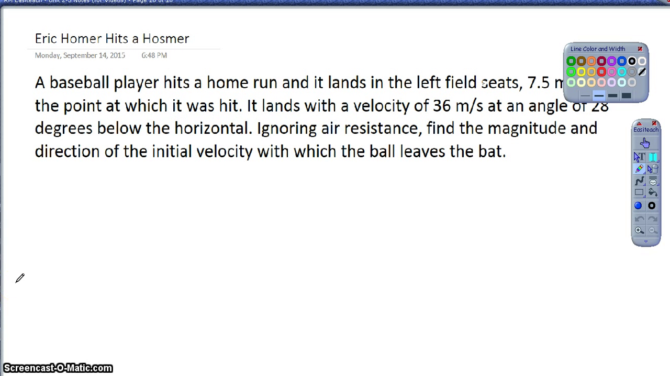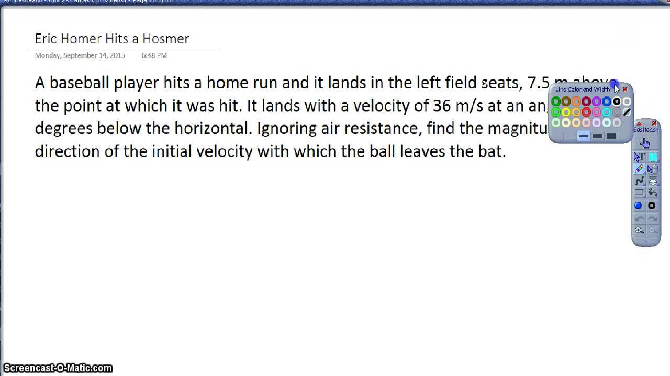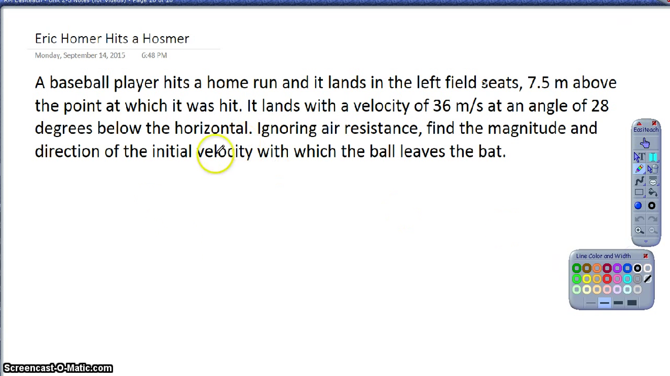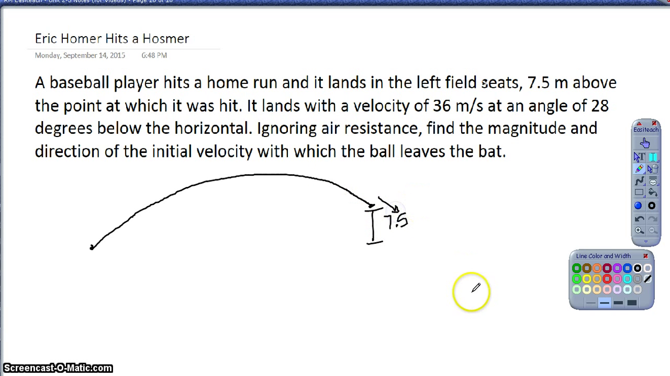The last example then in these notes, actually not too bad, so I would encourage you guys to try and work through this. You've actually seen this before if you've taken the Physics 1 curriculum as well. So anyway, a baseball player hits a home run and it lands in a seat 7.5 meters above the point at which it was hit. It gives us that final velocity, ignoring air resistance. Find the magnitude and the direction of the initial velocity with which it leaves the bat. So again, the context here: the ball's hit, it travels upward and lands 7.5 meters above where it was hit from. And then they give us the velocity at that location.